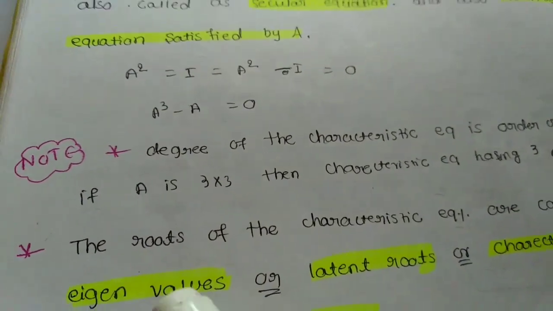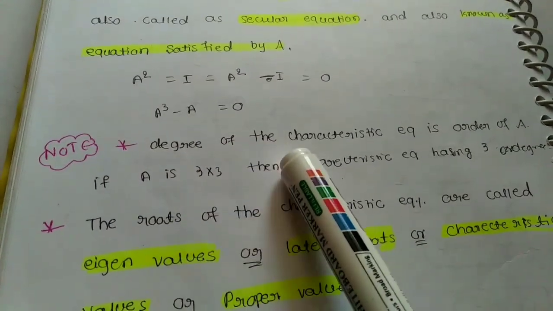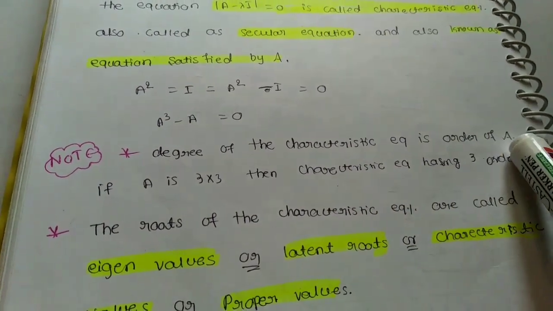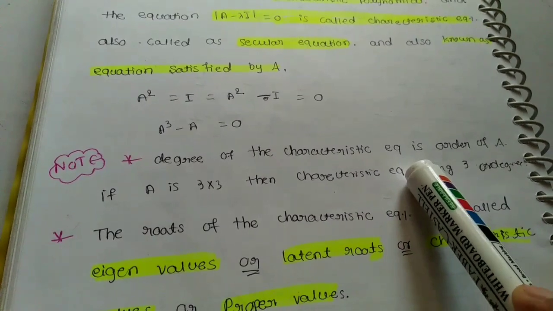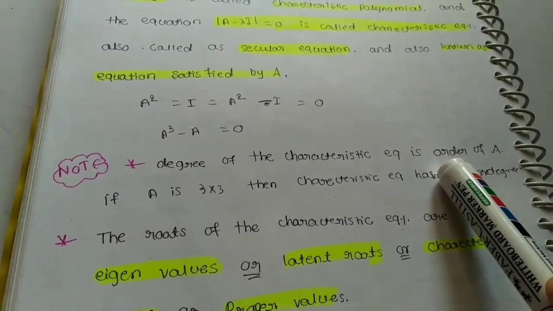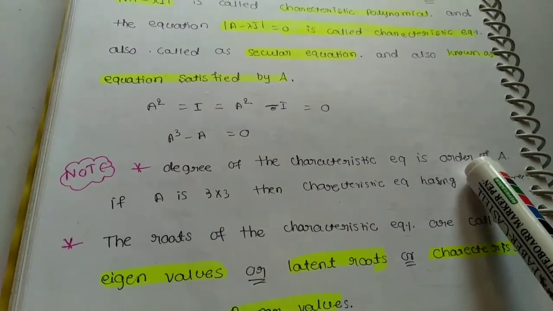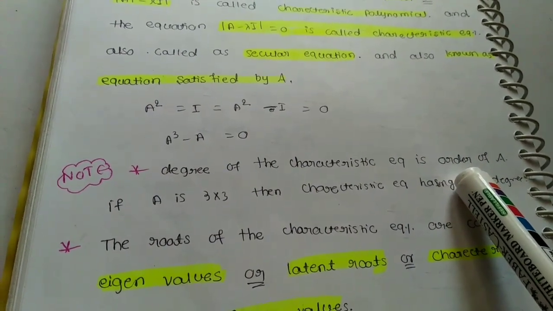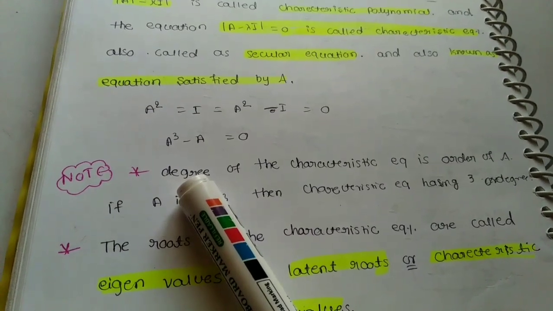So there is a note here. What is that note? The degree of the characteristic equation is the order of A. It means if you have a 2 cross 2 matrix, what is the order there? That is 2. So 2 cross 2 means the order is 2, then you will get your degree as 2.